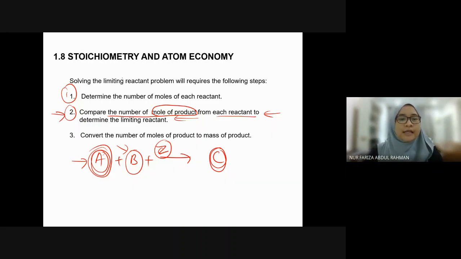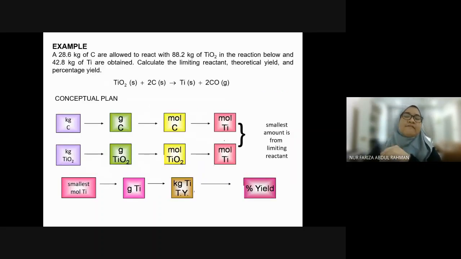Then the third one is to convert the number of moles of product to mass of product. This is dependent on the question. If the question is asking for moles, then you may stop at the mole stage. If the question is asking for the mass of product, that means you have to convert from mole to mass. Okay, so let's have an example. Let's look at an example.